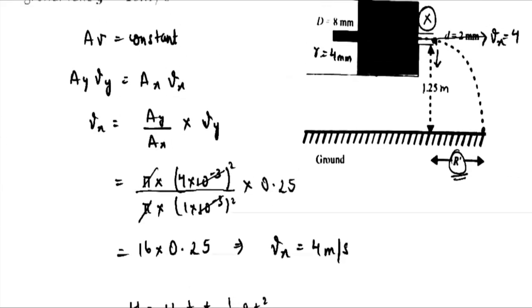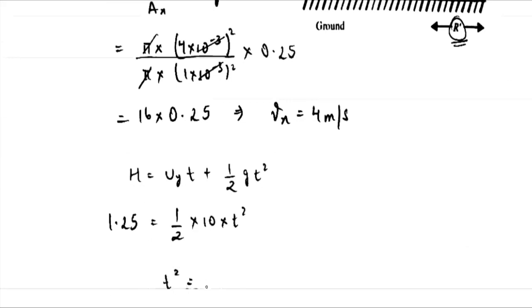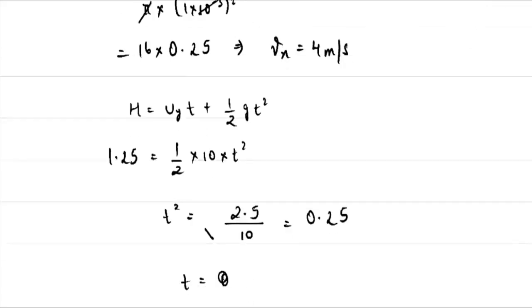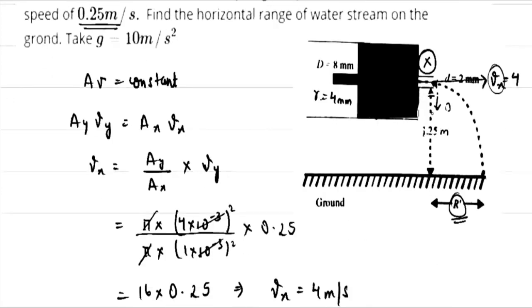Now see, the water coming out of the nozzle has only x component and its y component is 0, right? So u y will be 0 and we will have h equals to half into 10 into t square, and here h is given to be 1.25. I'll directly place the value 1.25. So from here the value of t square would be equal to 2.5 divided by 10. So this will be 0.25, and if I take square root both sides I will get t equals to 0.5 seconds. That means the water is taking 0.5 seconds to cover this vertical distance.